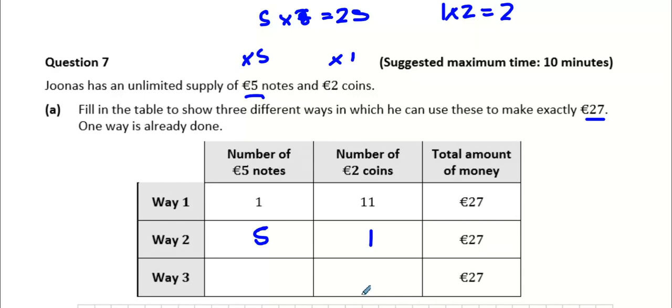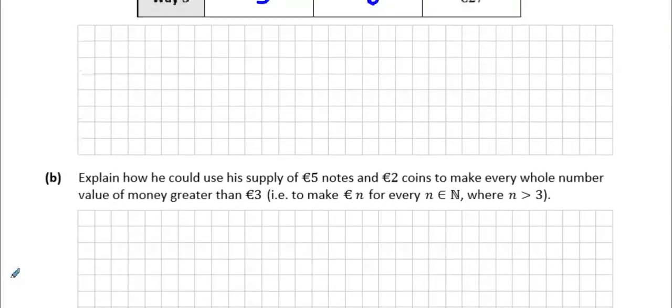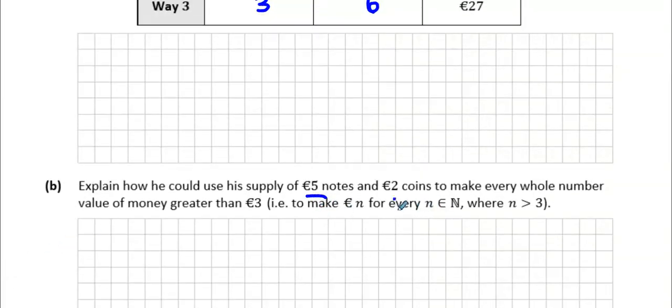Way number 3, well, we're going to need an odd number, so let's try an odd plus an even. So what about 15 plus 12? 3 €5 notes and 6 €2 coins gives me €27. Okay. Explain how we could use a supply of €5 notes and €2 coins to make every whole number greater than 3. Okay, you can do 2 plus 2, which is 4. Then you can do 1 €5 note, which is 5.